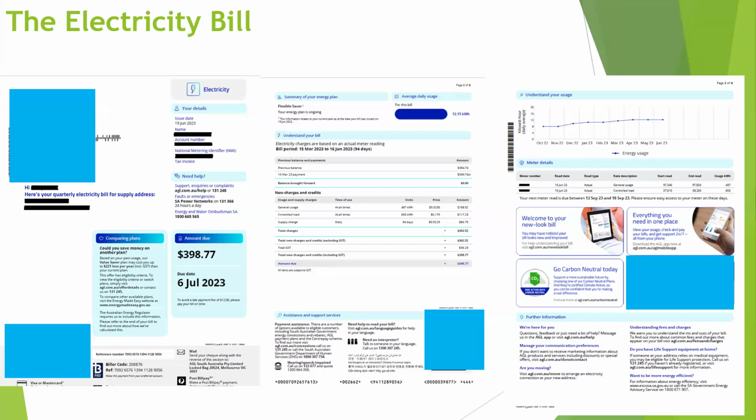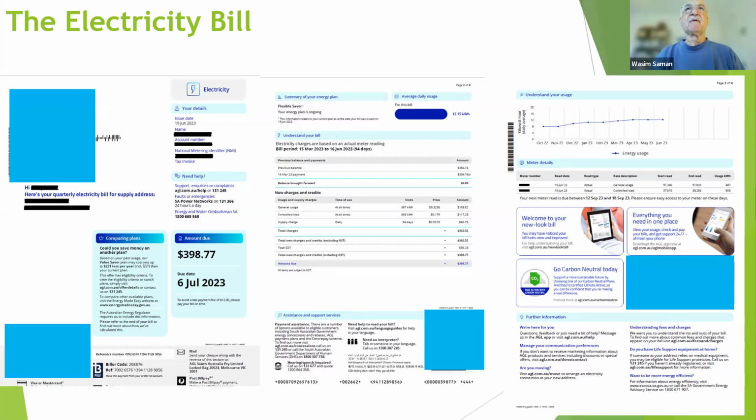So today we are going to discuss our electricity bill and our gas bill, what information it has and how to understand it, but also look at the important information in it and ways of understanding our energy bill and reducing it.